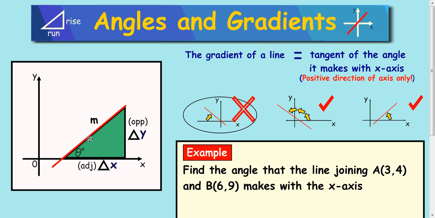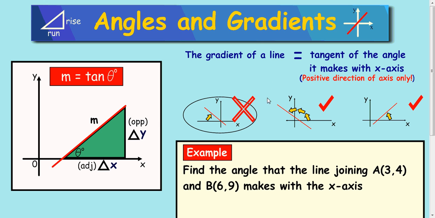So we know that tan is equal to opposite over adjacent, which is the same relationship as delta y over delta x. So from that we can say that the gradient is equal to delta y over delta x, which is also equal to tan theta. So gradient is equal to tan theta. And this helps when we're trying to find that angle between the x-axis and the line.